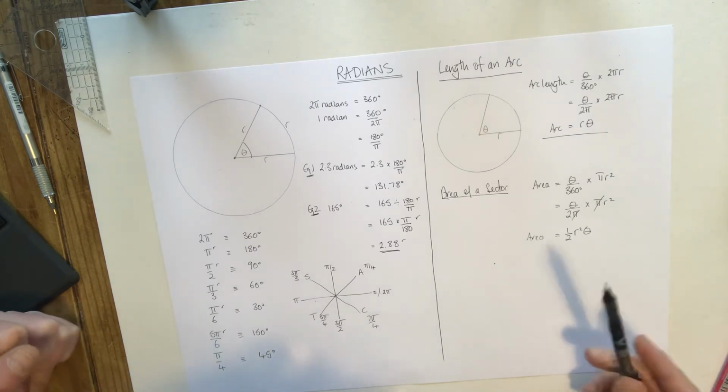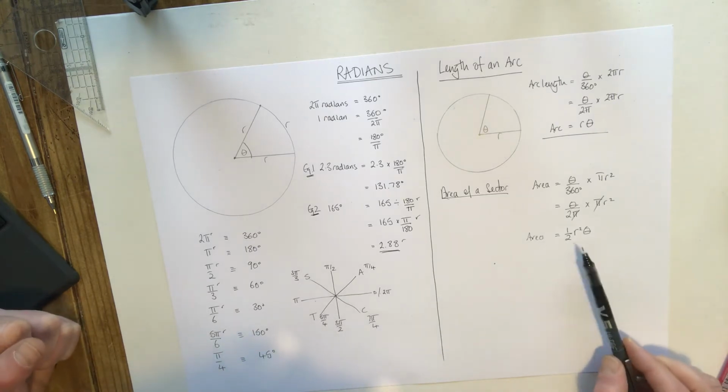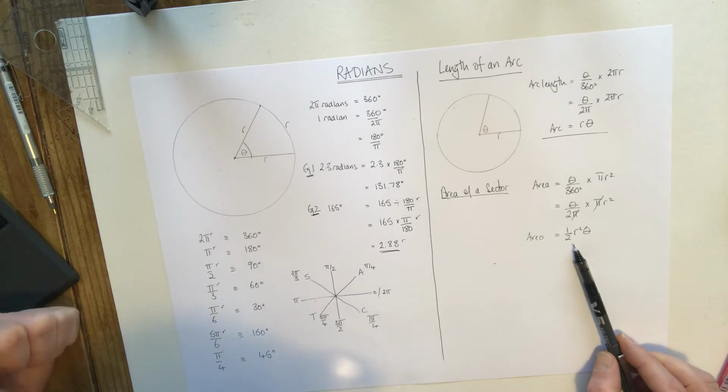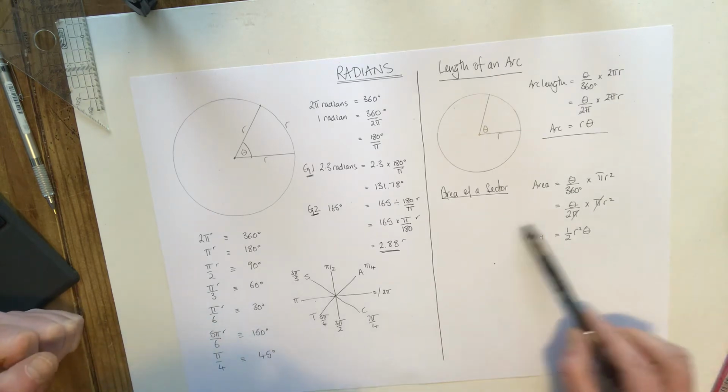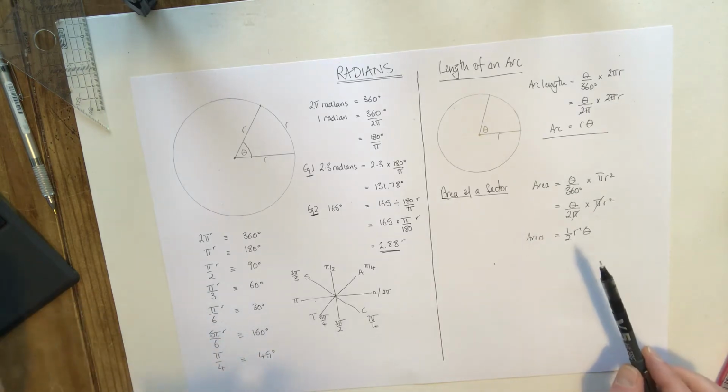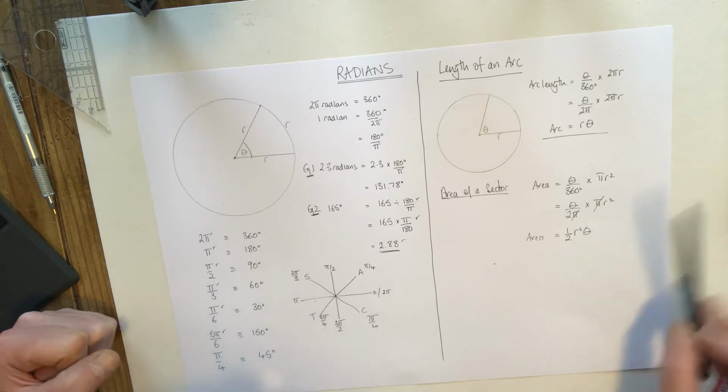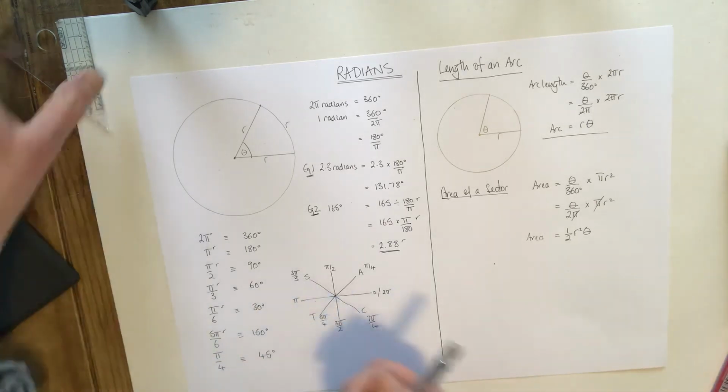There's lots and lots of questions. I think it's exercise 5B, could be 5C, and they get harder and harder, but essentially this is what you're using. They've also got some questions which deal with the area of a segment.